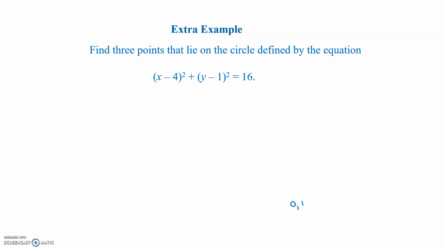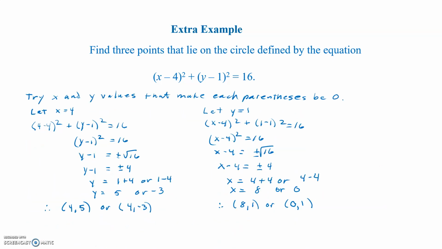Here's an extra example. Find 3 points that lie on the circle defined by this equation. So this is what I said. Try to find some x and y values that would make one of these parentheses be equal to 0. And then once I have one of these parentheses equal to 0, I can work with the other parenthesis. So for instance, what if I let x equal 4? If I put a 4 in there, I'd have 4 minus 4 squared, which is 0. So that's going to go away. And I'm going to be left with y plus 1 squared is equal to 16.